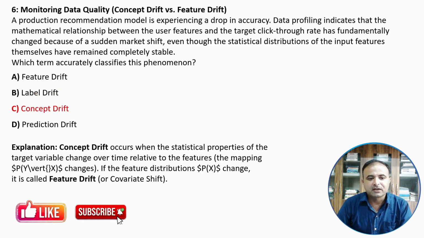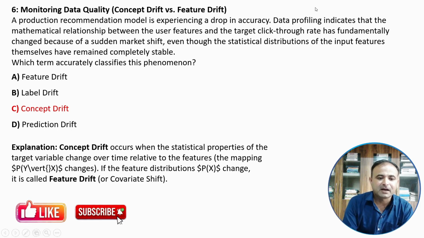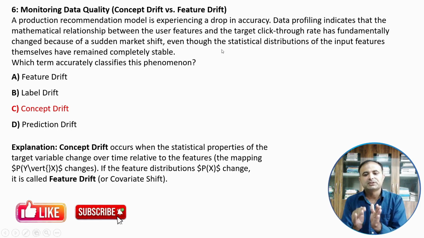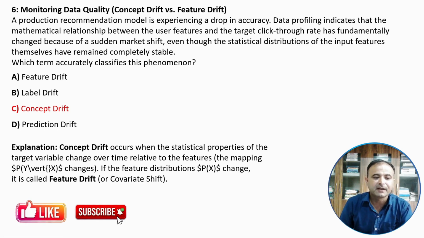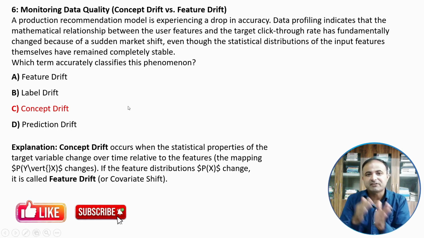Also be familiar with clusters like serverless and some others. Monitoring data quality, like concept drift and feature drift, is also an important topic. A production recommendation model is experiencing a drop in accuracy. Data profiling indicates that the mathematical relationship between the user feature and the target click-through rate, CTR, has fundamentally changed because of a sudden market shift, even though the statistical distribution of the input features themselves has remained completely stable. So here the answer is concept drift.